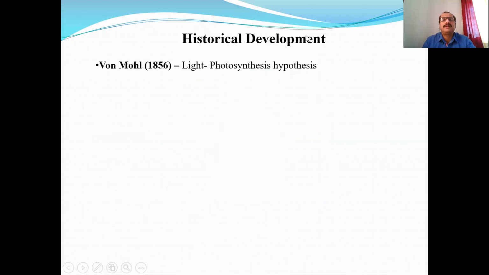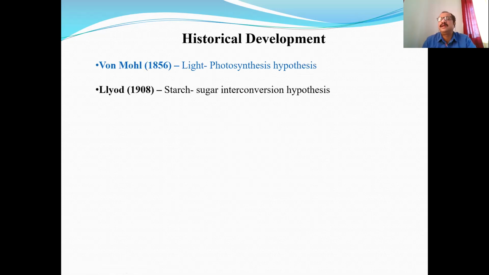Now, these are some of the historical developments in the field of the mechanism of opening and closing of stomata. Today everyone knows that stomata are open during daytime and closed during nighttime. But it was the scientist Von Mohl in 1856 who observed for the first time that stomata are open during daytime and closed during nighttime. And according to him, this happens due to the presence of light. Light is the factor responsible for this, because light, when present during daytime, causes photosynthesis, which forms sugar.